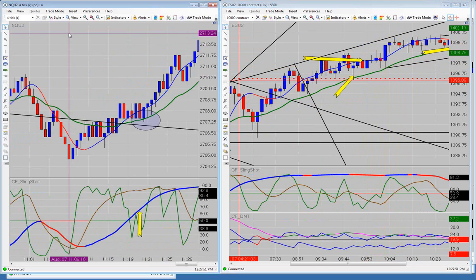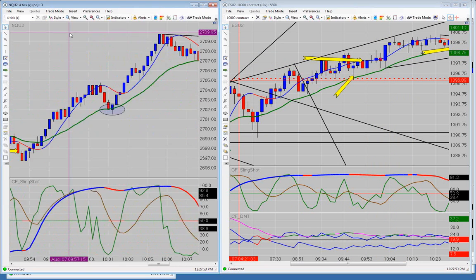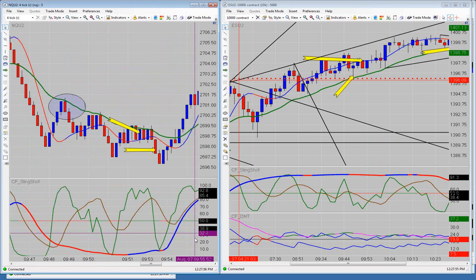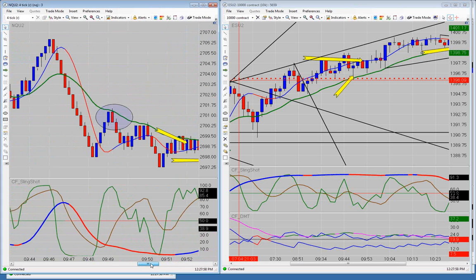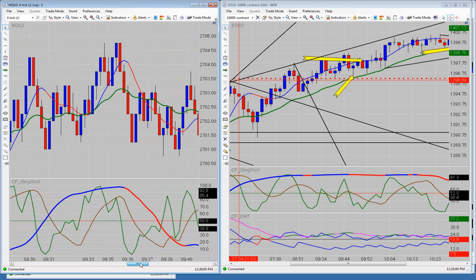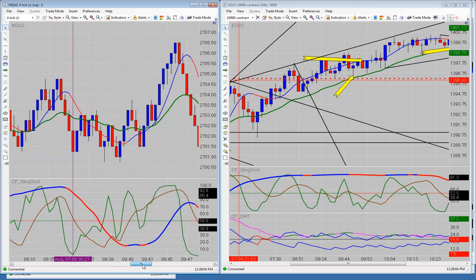The NQ. Let's just look at the NQ. I think I only took one trade over there in the NQ. Yeah, I only took one trade over here on the NQ. Now when the morning started out, it was a little choppy right here, right at the beginning, and we didn't take any trades right in there.